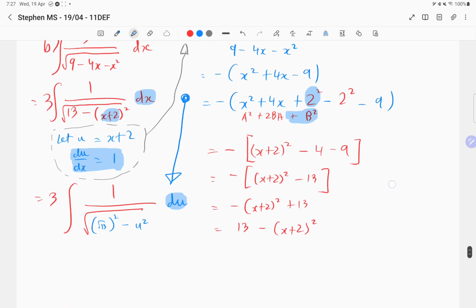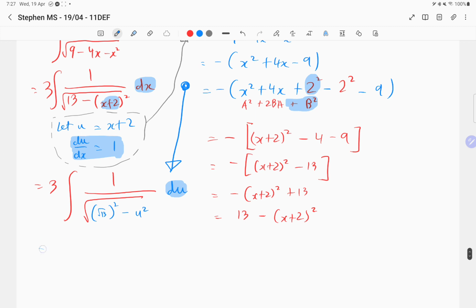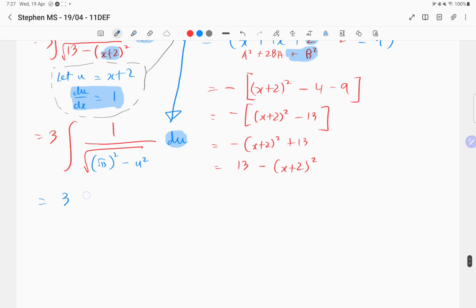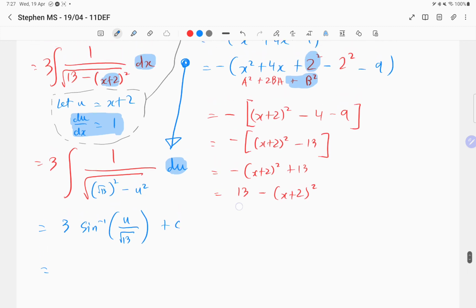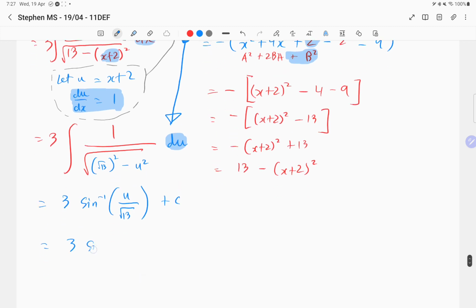So at this point, you can just use the formula: 3 inverse sine of u over root 13, and then plus c. And what is u? x plus 2. So it'll be 3 inverse sine of x plus 2 over square root 13 plus c.